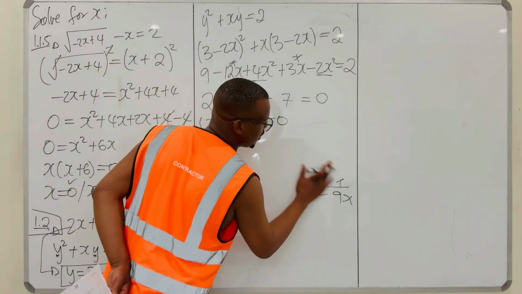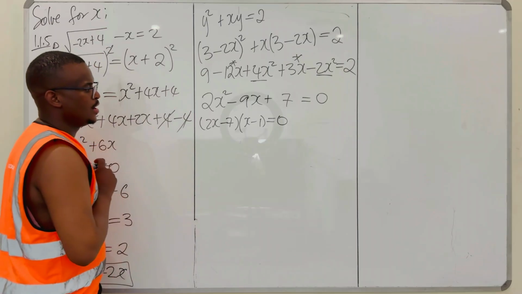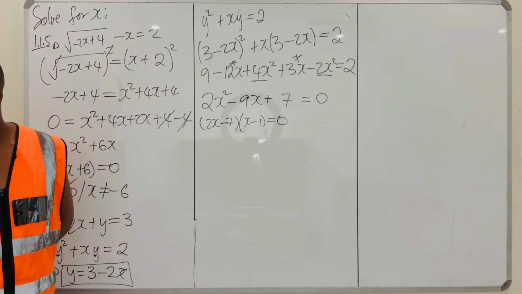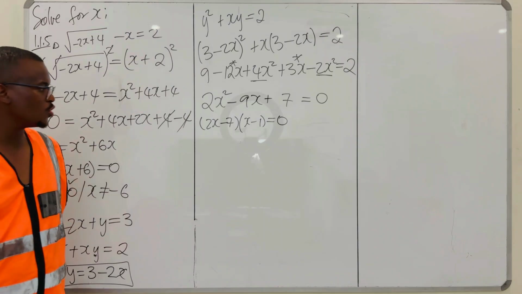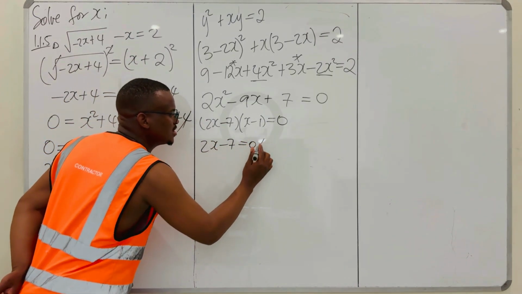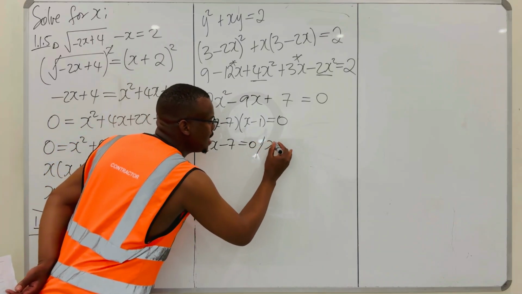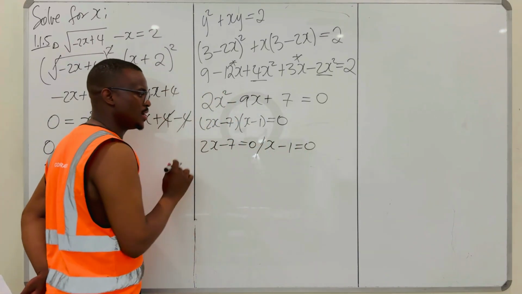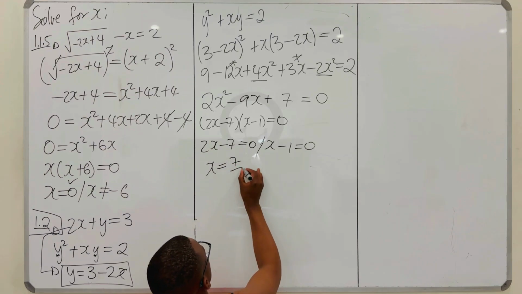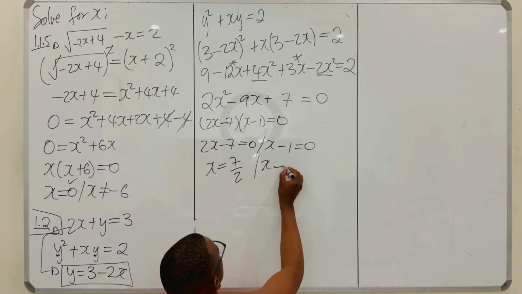Are you winning so far? Are you winning? So the product of two things is 0. What does that mean? At least one of them is 0. One of those brackets is 0. So it's either your 2x minus 7 is equal to 0, which is this part, or your x minus 1 is equal to 0, which is the second part. So in that case, you solve for x here. You get that your x is equal to 7 over 2. Are you happy with that? Or your x is equal to 1.